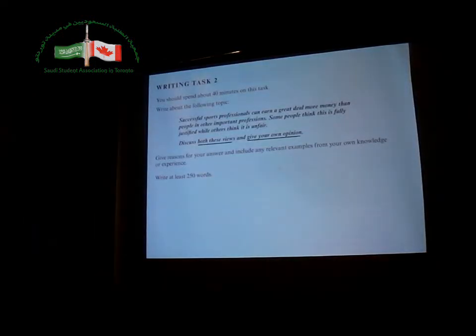So, how many things do I have to write about? 2? It's 3, right? Discuss both these views and give your own opinion. That's 3 things that I have to write about, and 2 things that I must include. Every question has this, so sometimes we don't read it, but it's really important. It's part of the question: reasons, examples. If you don't have reasons or you don't have examples, you can't get a 7 for sure.